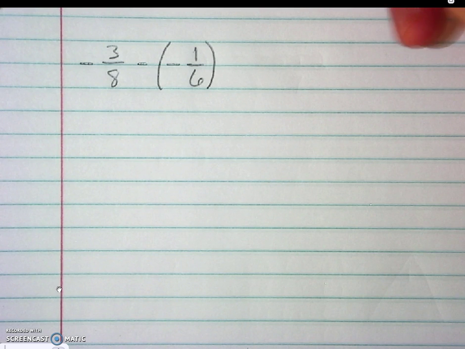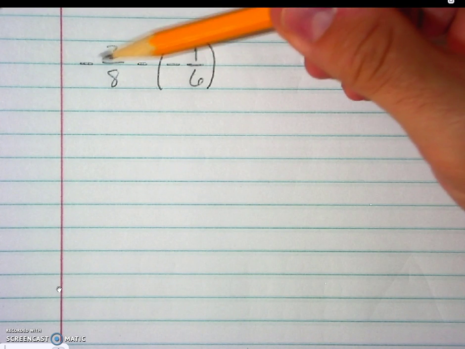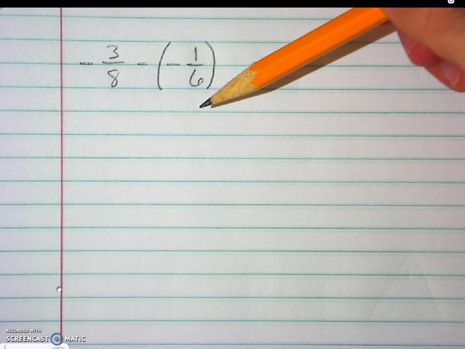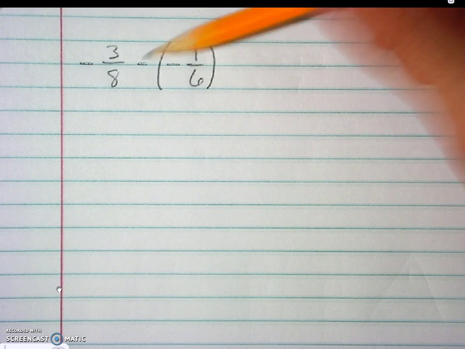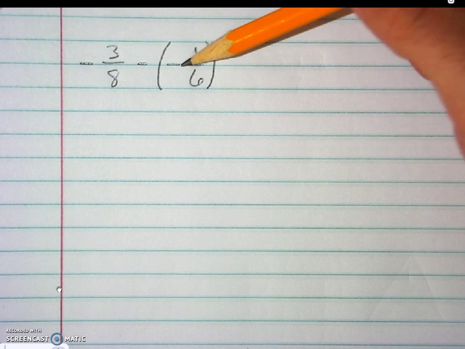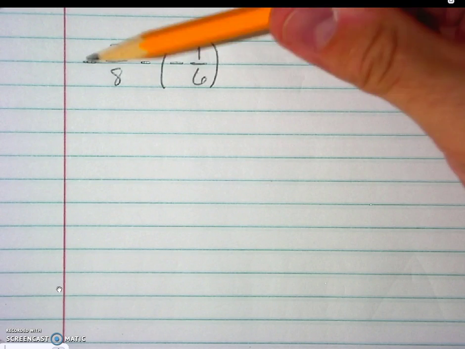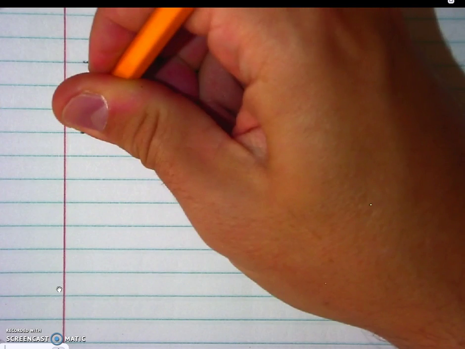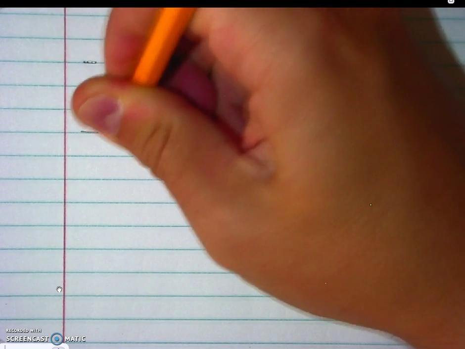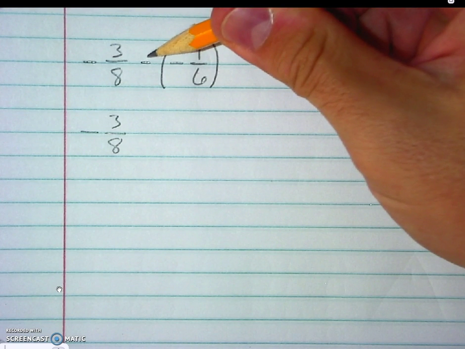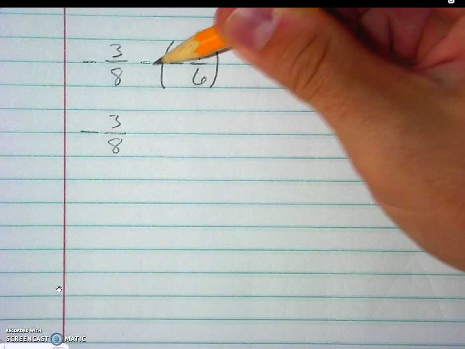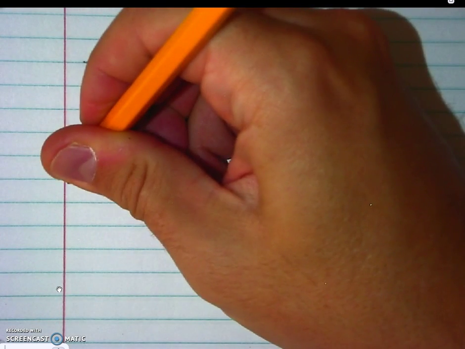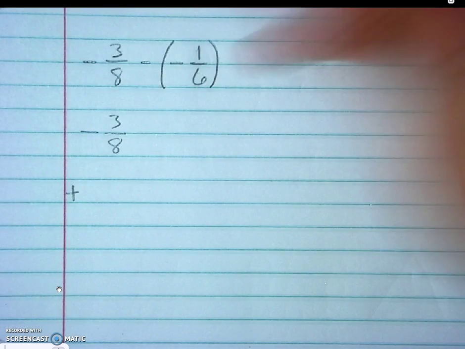One of the things that I'm going to implement is the thing known as keep, change, switch. That's something that we can do when we're adding and subtracting positive and negative numbers. Taking away negatives is the same thing as adding positives. So as I rewrite this, I'm going to write it on top of itself, one on top of the other, and I'm going to say negative 3/8 will be my keep, negative 3/8. My change will be from subtraction to addition, and my switch will make this number positive. So this is negative 3/8 plus 1/6.